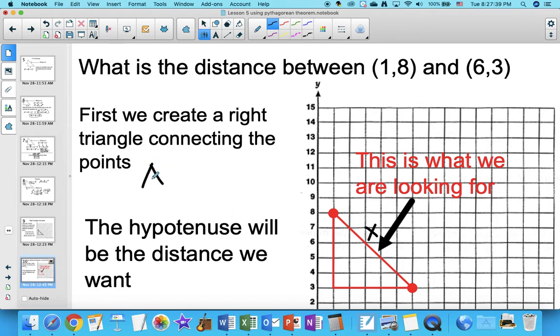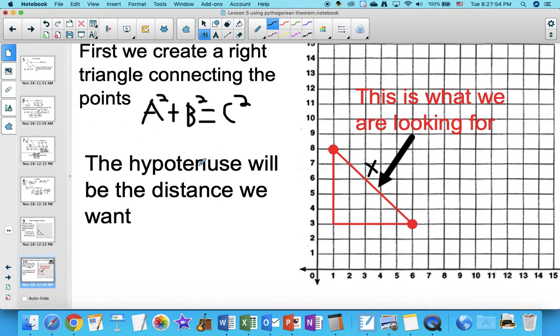Pythagorean theorem is a squared plus b squared equals c squared. A squared plus b squared equals c squared. So what's the length of A? Well, it doesn't matter which is A, as long as C is our hypotenuse. So this could be A.